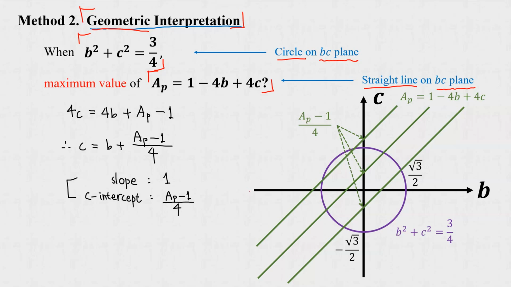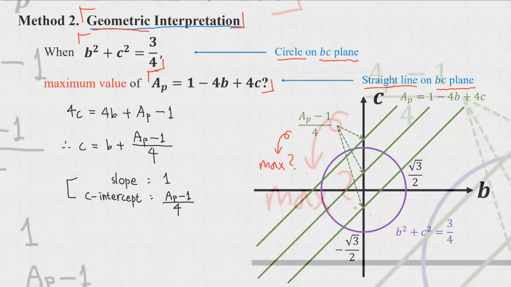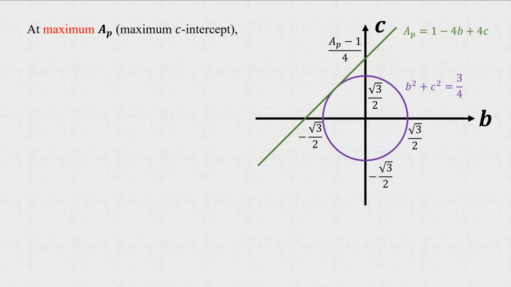And from the graph, you can easily notice that in order to maximize AP, we need to maximize the c-intercept. So, when does this intercept become maximum? Well, it is this case, right? When the line is tangent to the circle. That is, when b and c have values corresponding to this point right here.